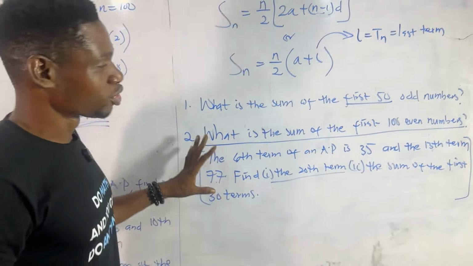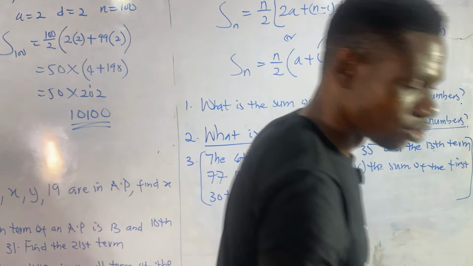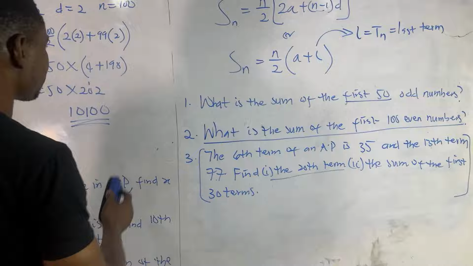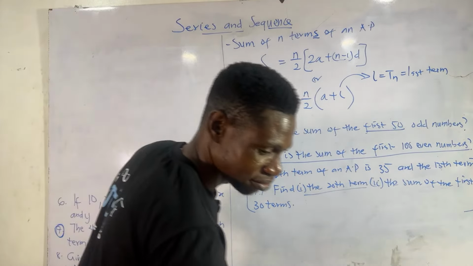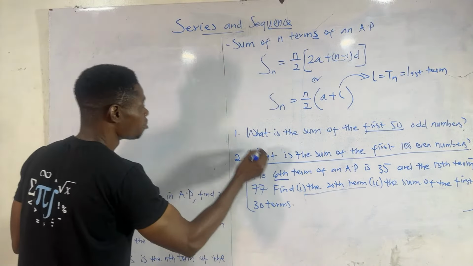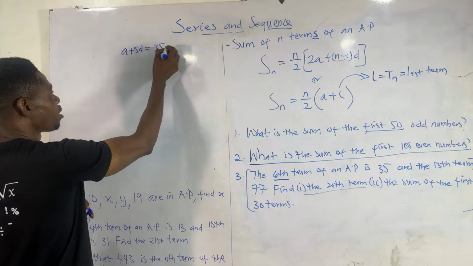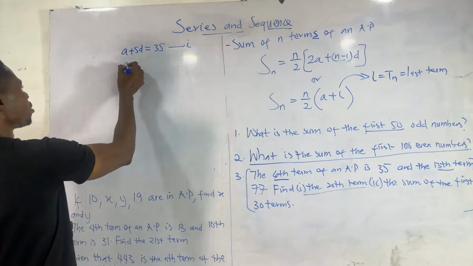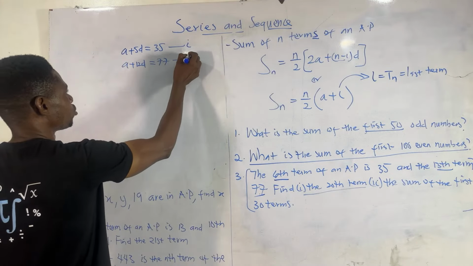Now, if you have solved it already, like Benita, I think, yeah. If you haven't or you're having difficulty, let me just show you quickly before I go. I'm not giving you the final answer, but I want to show you what to do. The sixth term, which is a plus 5d, is equal to 35, right? The 13th term, which is a plus 12d, is 77, equation 2.